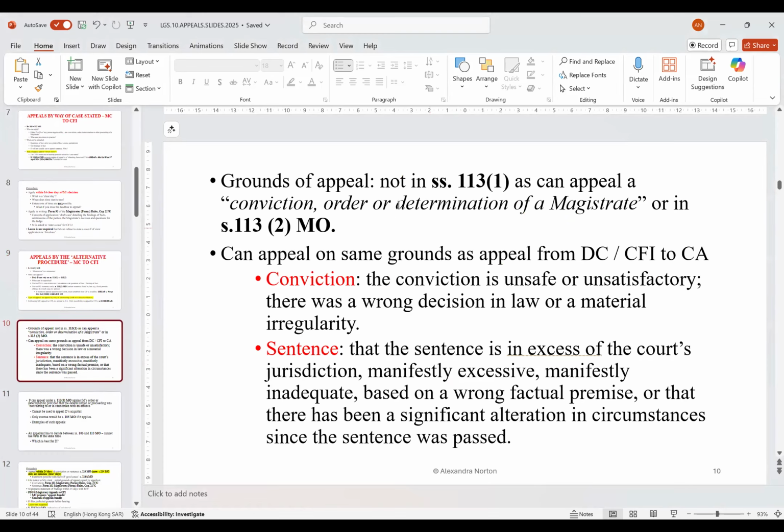And there's no indication in sections 105 or 113 what the grounds of appeal are, because you can appeal a wide variety of things, like under 113, his conviction, order, or determination.